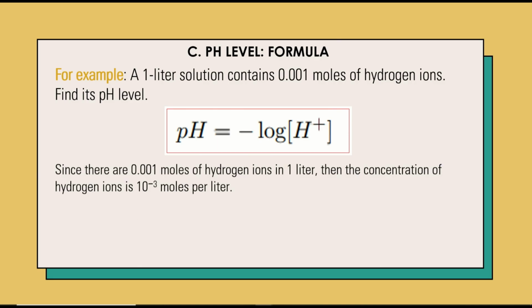So since there are 1,000 moles of hydrogen ions in 1 liter, then the concentration of hydrogen ions is 10^-3 moles per liter. It is simply the substitution of 10^-3 for 1,000. So that will then become pH = -log 10^-3, which will then become negative times negative 3, then pH is equal to positive 3.